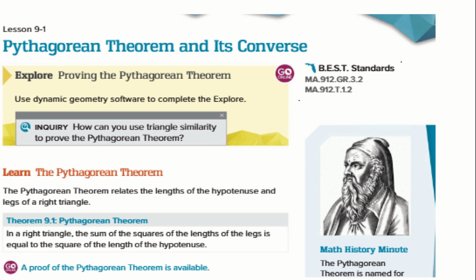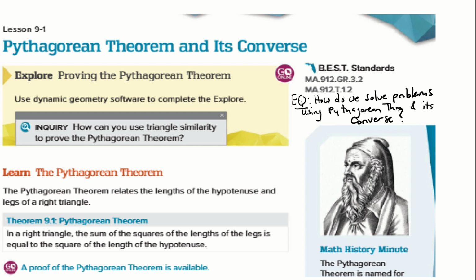All right, so we've done Pythagorean theorem in this class plenty of times, so some of this stuff should be review, but we're going to do some new stuff in this lesson as well. So for our essential question, we'll put it up here. How do we solve problems using Pythagorean theorem and its converse? Okay, so that's our essential question.